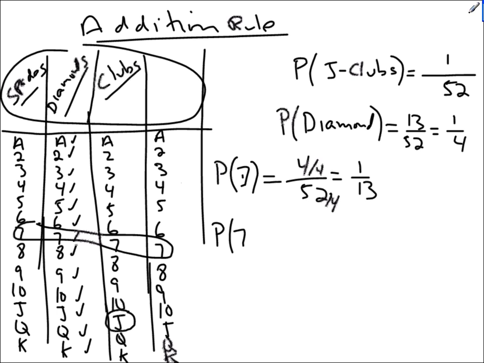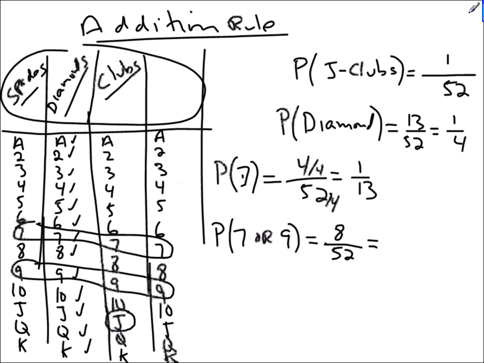What's the probability that you get a 7 or a 9? Now, these are the 8 cards, the 7s and the 9s. Those are the 8 cards that are a 7 or a 9. It's 8 out of 52, which is 2 out of 13.